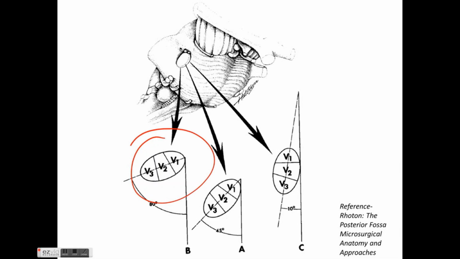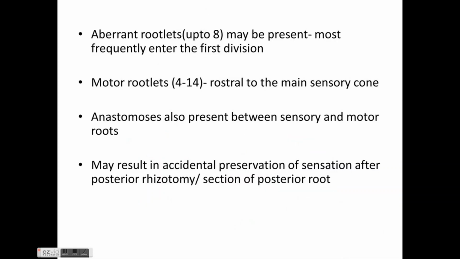There can be presence of aberrant rootlets, and they frequently enter the first division. The motor rootlets are rostral to the main sensory core, and the number of motor rootlets seen is 4 to 14. The aberrant rootlets can be up to 8. Anastomoses can also be present between the sensory and motor roots. All these aberrant roots and various anastomoses can be the reason for the failure of surgery for trigeminal neuralgia. As I said before, they may result in accidental preservation of sensation after posterior rhizotomy, or section of the posterior root.